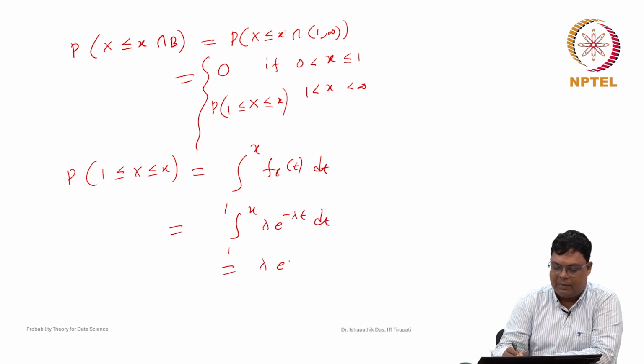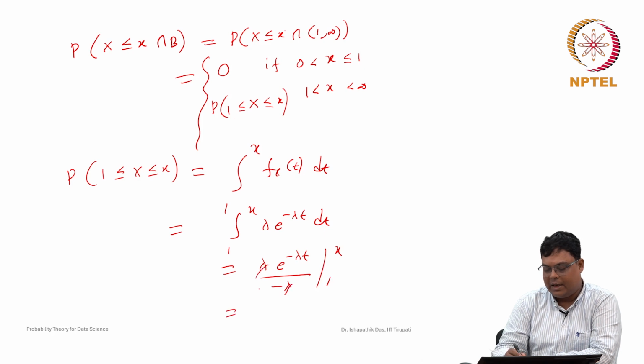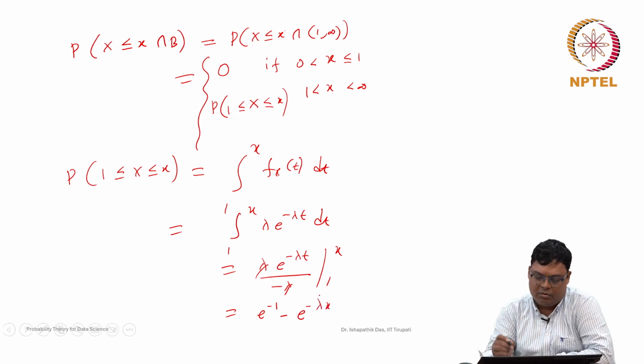So, this is nothing but lambda e to the power of minus lambda t, integrated from 1 to x. Basically lambda cancels, this is e to the power of minus lambda t, and because there is a minus here, this will be minus 1 minus e to the power of minus lambda x. So, I think t is not just 1, because there is a lambda here. So, it is lambda t, lambda into 1. So, this is e to the power of minus lambda minus e to the power of minus lambda x. So, I think it is fine now.